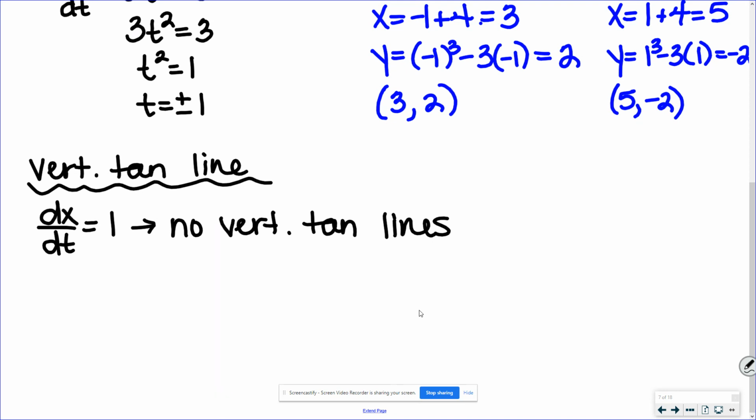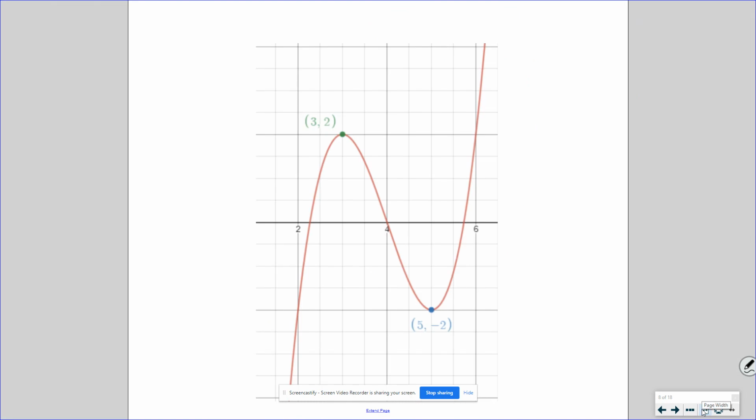Okay, it does say use a graphing utility to confirm your results. So here is what the graph of the function looks like. And I do not see any locations where I would have a vertical tangent line, but at 5, -2, and at 3, 2, it does appear that we would have horizontal tangent lines in those locations.